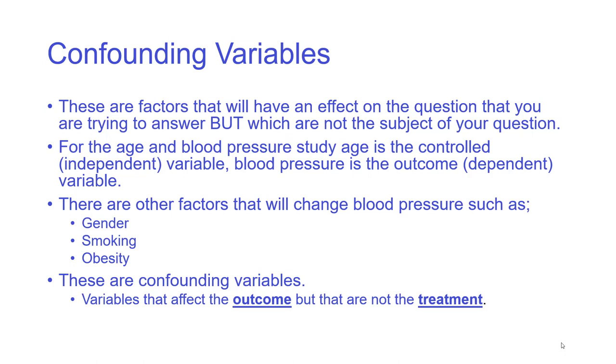So in this case, age and blood pressure, I think gender is going to be an issue. Smoking, obesity, general health, genetics. I could go on and on. So, confounding variables are variables that affect the outcome that are not the treatment.